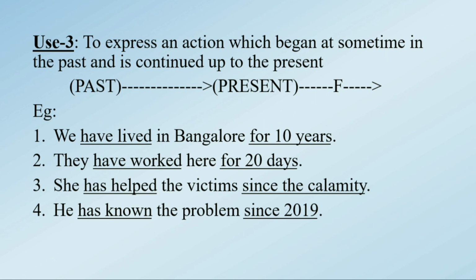For is used with the period of time and since is used with the point of time. For we can use with days, number of days or number of weeks or number of hours. For 5 hours, for 6 weeks, for 7 days, for 10 months, for 20 years and so on we can use. And since, point of time, we can mention the exact year, exact day, exact month, exact time also. Since 2019, since January, since Monday, since 6 a.m., something like that you can use. And this is clearly given in present perfect continuous also.